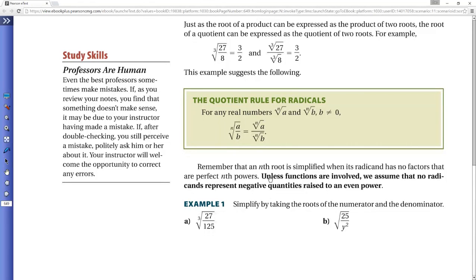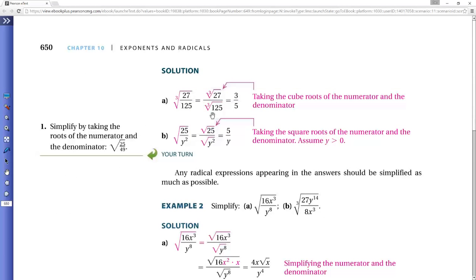And there are going to be some times when this is useful if we need to simplify something. So like in this example 1, they have the cube root of 27 over 125, and part b is the square root of 25 over y squared. So they go through these examples of how we could possibly use this rule. It's not really a new rule, but it gives us a strategy to simplify these fractions.